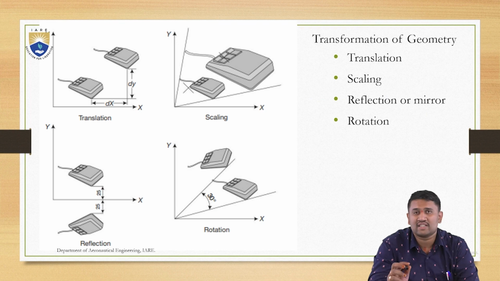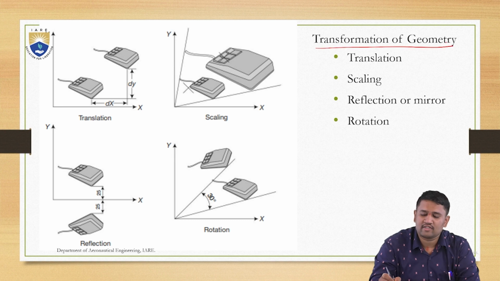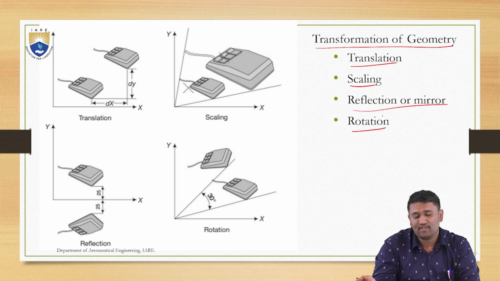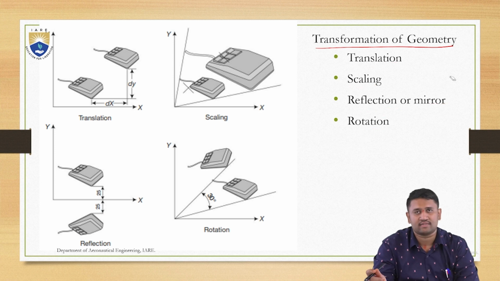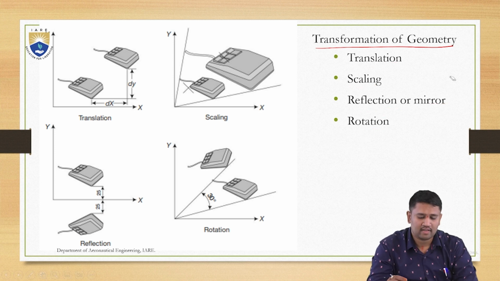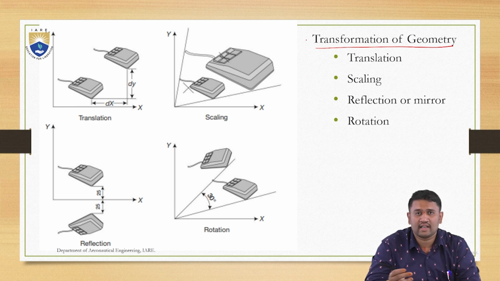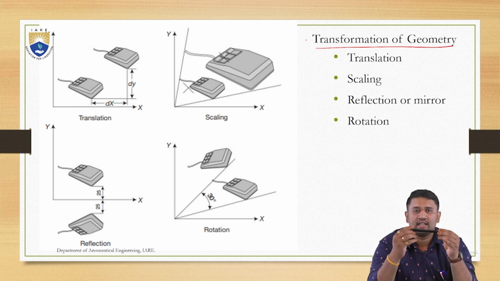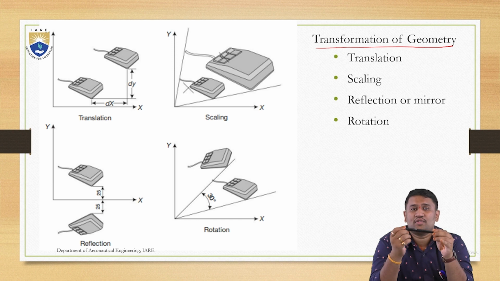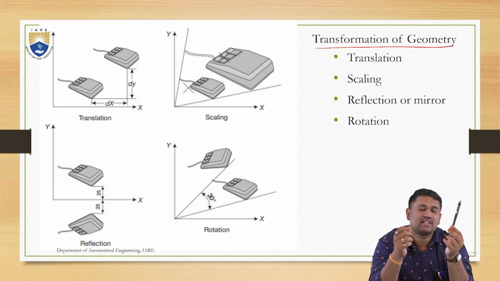Next, we'll go for your transformation of geometry. Under transformation of geometry, we will have four: translation, scaling, reflection or mirror, and rotation. Before that, we'll discuss what we mean by transformation, right? Any geometry, let's say it's a pen, right? It's a pen that we can see. Now, this pen has to be transformed or manipulated to a newer form, or moved away.